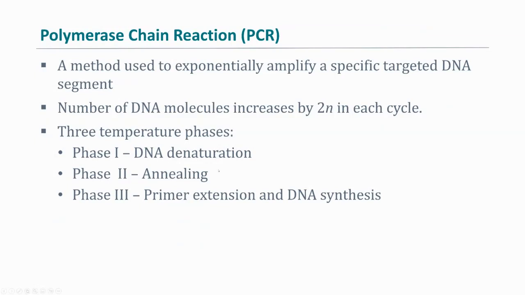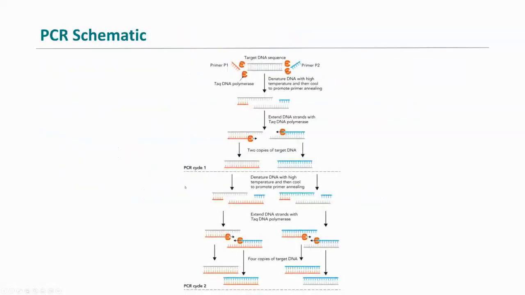So DNA denaturation normally is above 90 degrees to denature the double helix template DNA. And then you have the primer adhere to the template. Once the primer adheres to the template, then you can do the primer extension and DNA synthesis. Okay, just like this schematic diagram. So we have this template DNA.